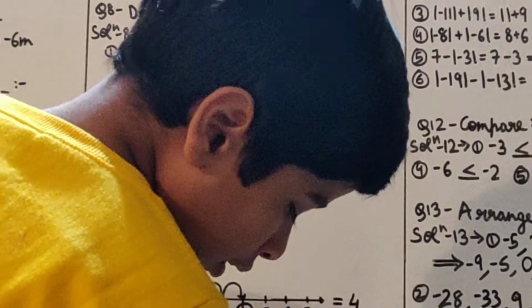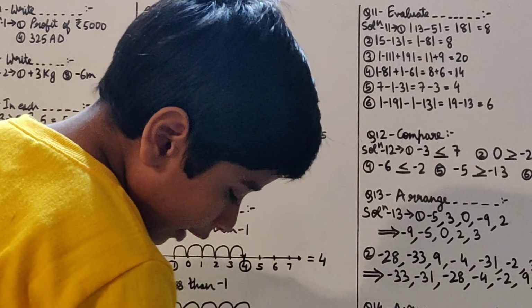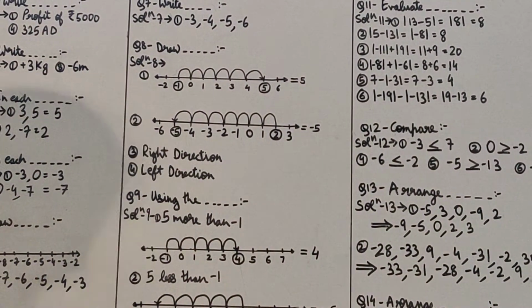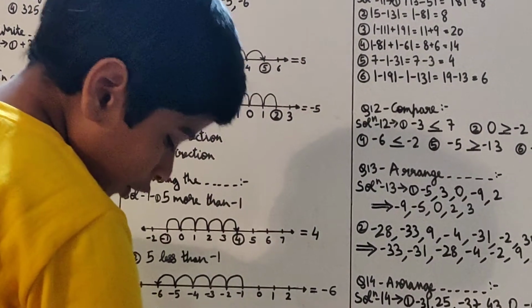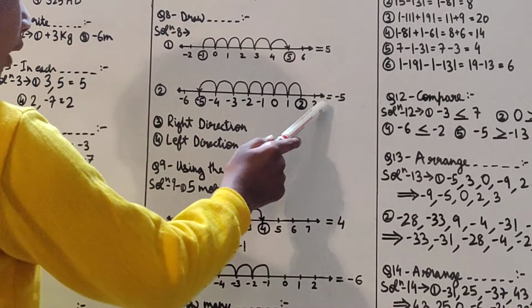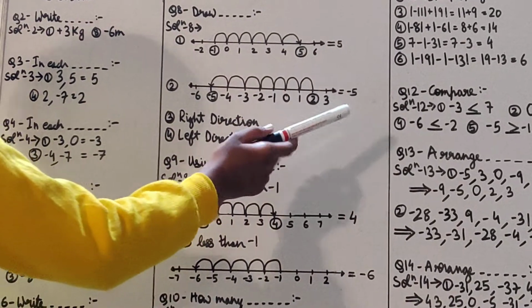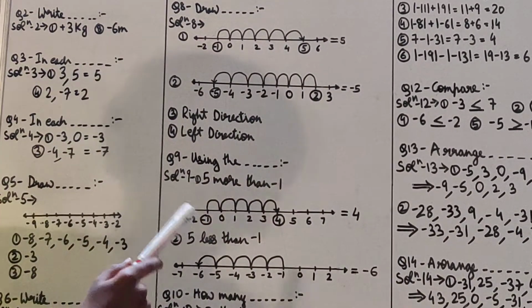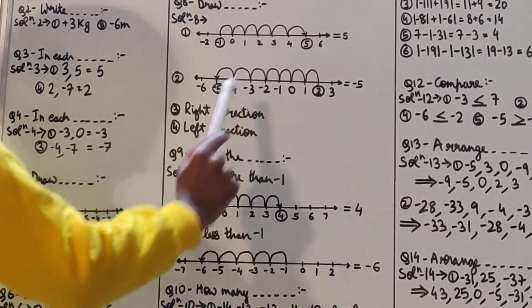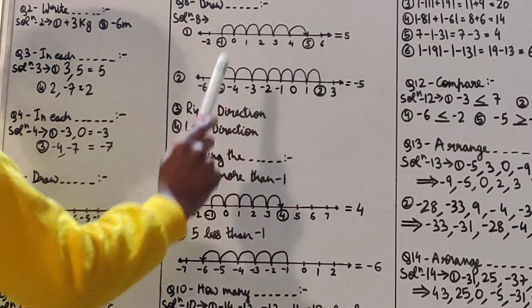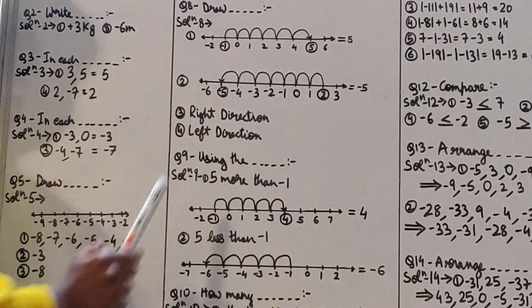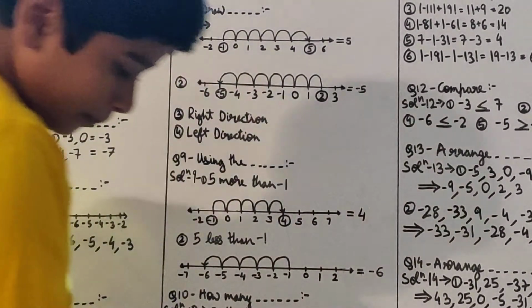Then third and fourth is, in which direction should we move to reach 3 from -3? So you can see that from -3 to 3 it will be the right direction, and from 3 to -3 will be the left direction. So -3 to 3 is the right direction. So right direction is the answer.